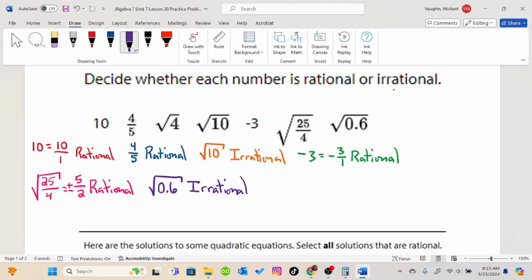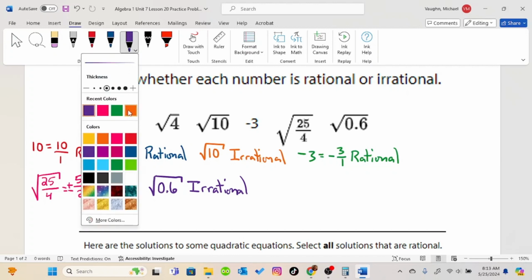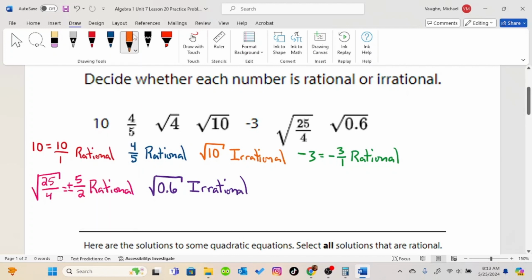If you have any questions about how to tell the difference between a rational number and an irrational number, please ask for clarification now so that you are best prepared as we move into the other practice problems.